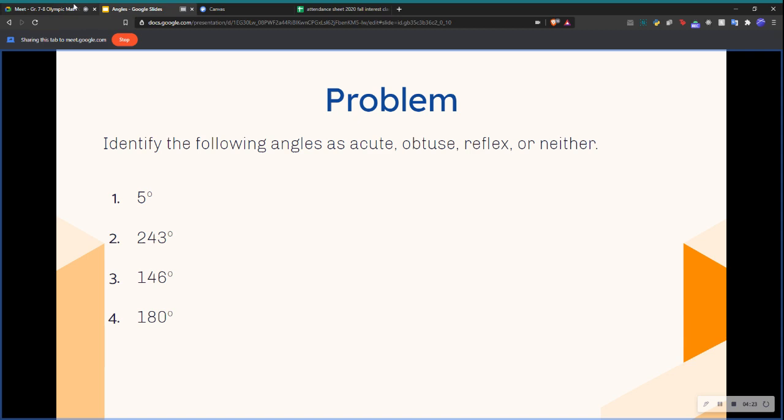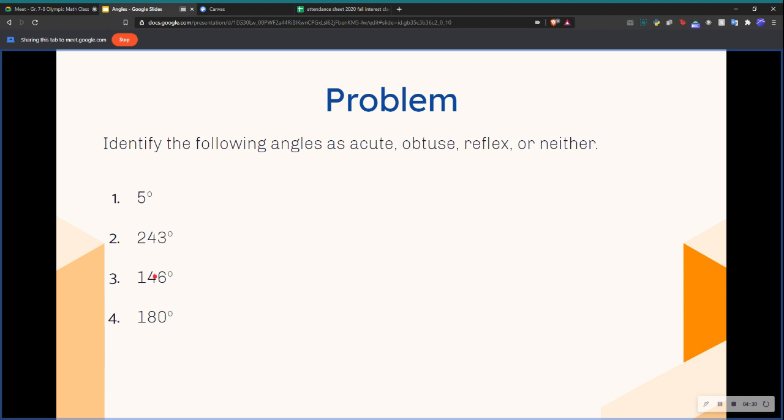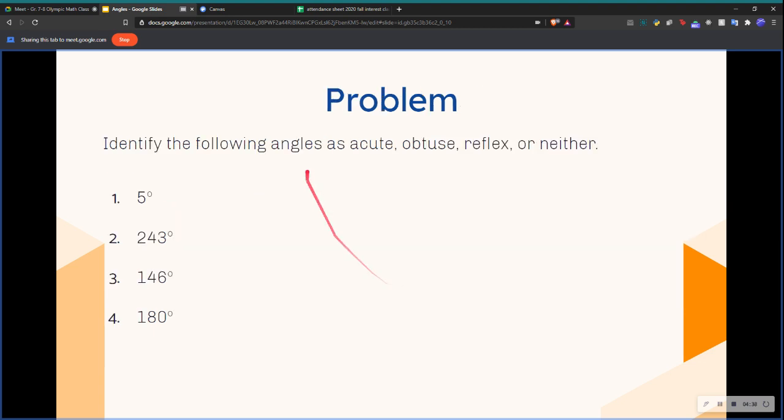How about question 2? Not obtuse. No. So let's look back. Remember these definitions. So what should it be? Yeah, reflex. It's larger than 180 degrees, but smaller than 360 degrees. So it's reflex. How about question 3?